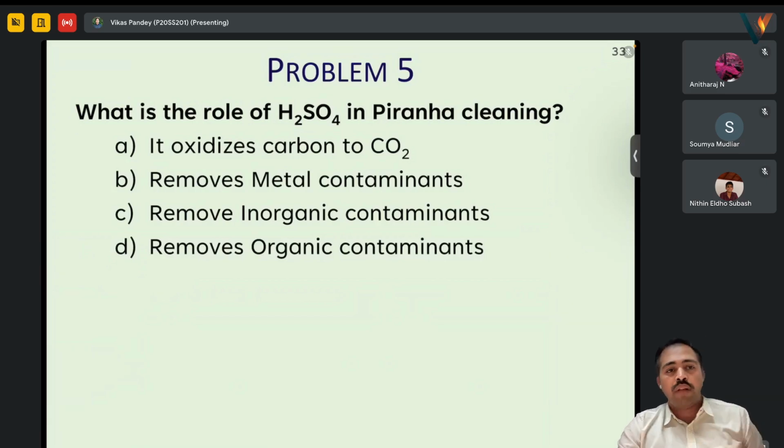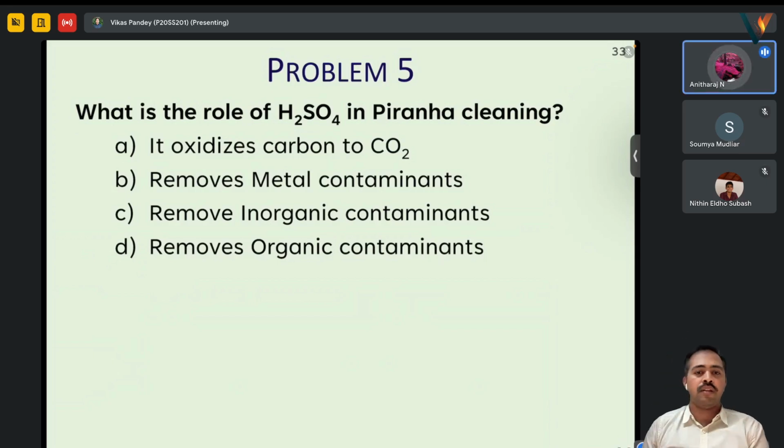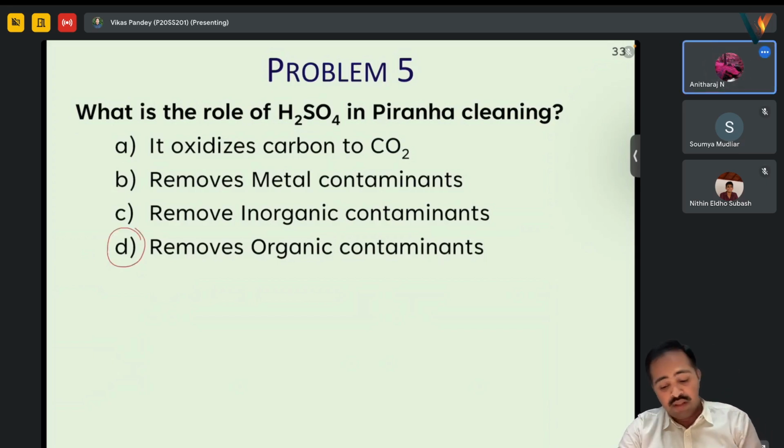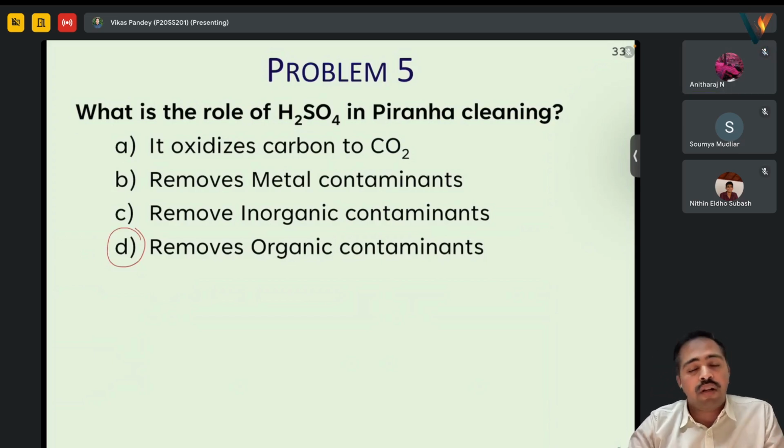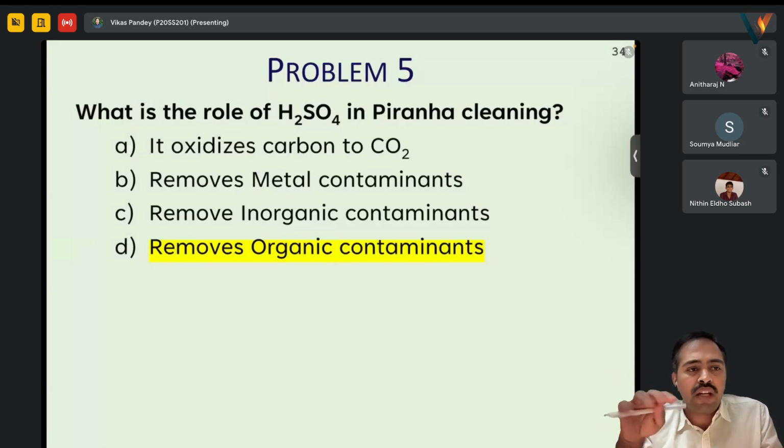Okay, so let's answer this question. What is the role of H2SO4 in piranha cleaning? Yes, anyone? This is visible now, right? Problem 5. So option D, to remove organic contaminants. We are putting it in H2SO4 to remove the organic contaminants so that for the next step we are ready without much of organic contaminants. Those which are hard to remove by piranha cleaning are cleaned by this RCA1. Okay.